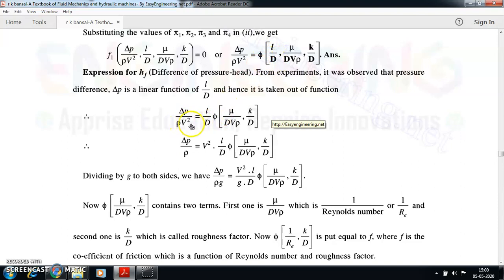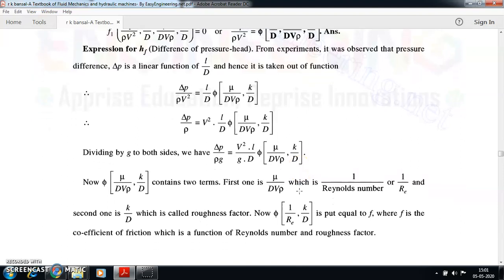So delta P by rho V square will be L by D times a function of mu by d V rho, comma k by d. Now you take your V square on the right hand side, you retain your rho, and divide the left hand side and right hand side by g. So you get delta P by rho g equals V square L divided by g d, times a function of mu by d V rho, k divided by d.